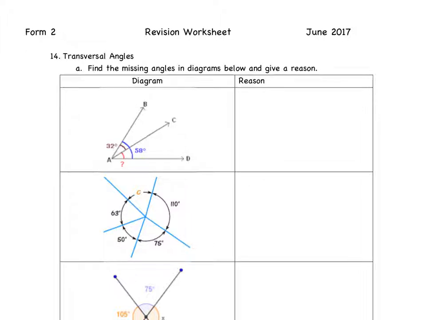Now, number 14, we want to find the missing angles in diagrams, and we have to remember to give reasons. So if the whole thing here is 58 and this little piece is 32, then it means that the missing angle will be 58 minus 32, which gives us 26 degrees, and the reason would be that they are adjacent angles.